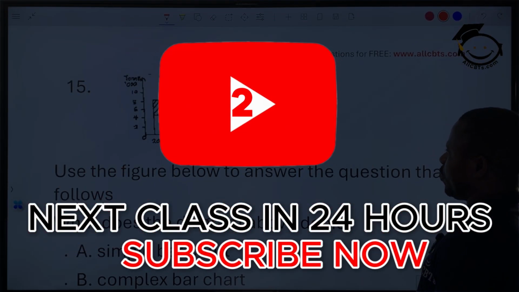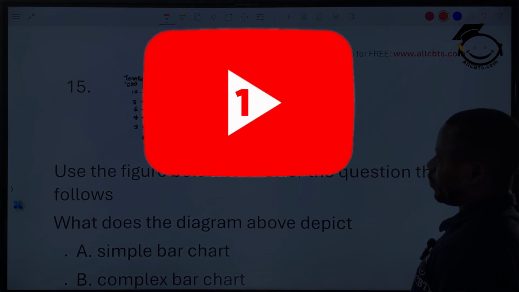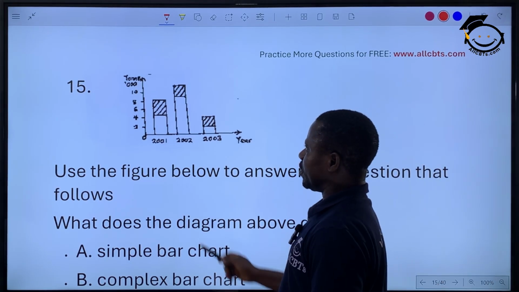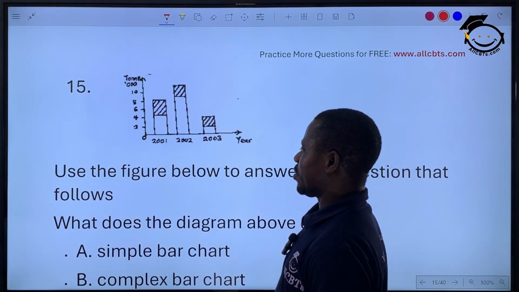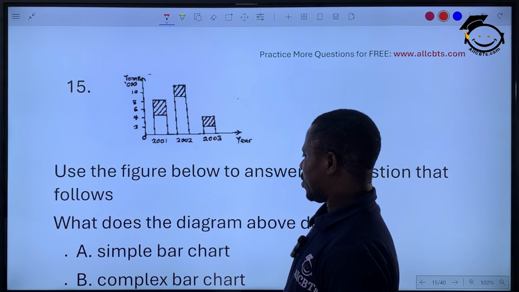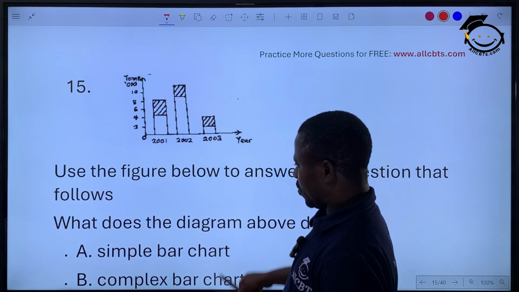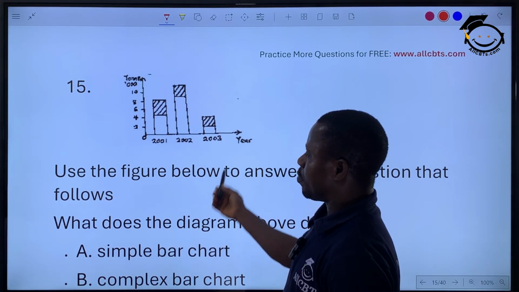Now looking at this diagram, use the figure below to answer the question that follows. What does the diagram above represent? This is charts, bar charts. Alright? Is it a simple bar chart or complex? I think something is cut off here. Component bar chart. The answer here is component.